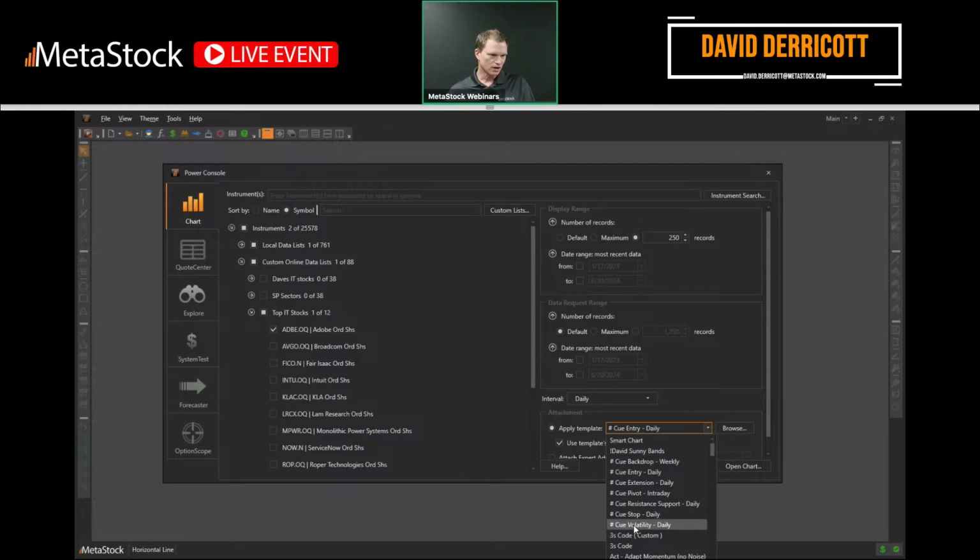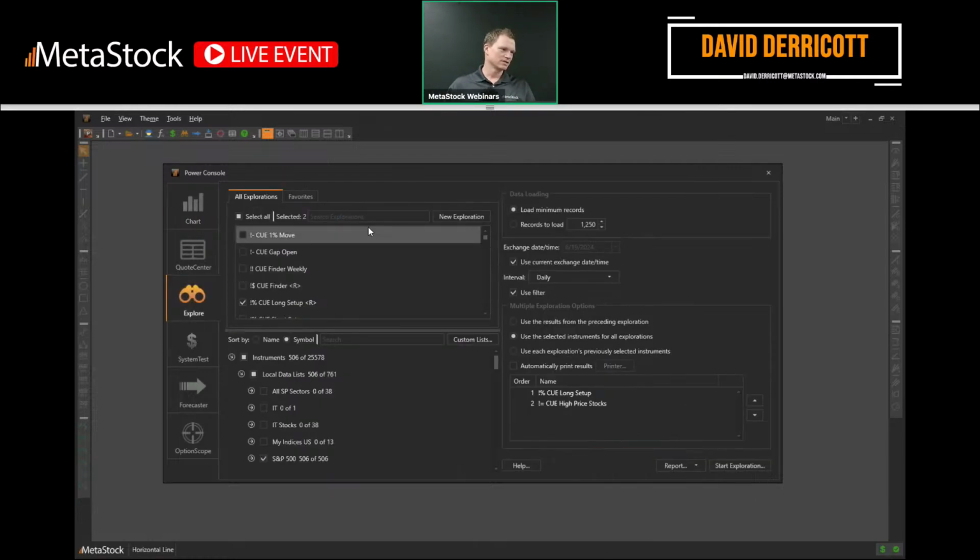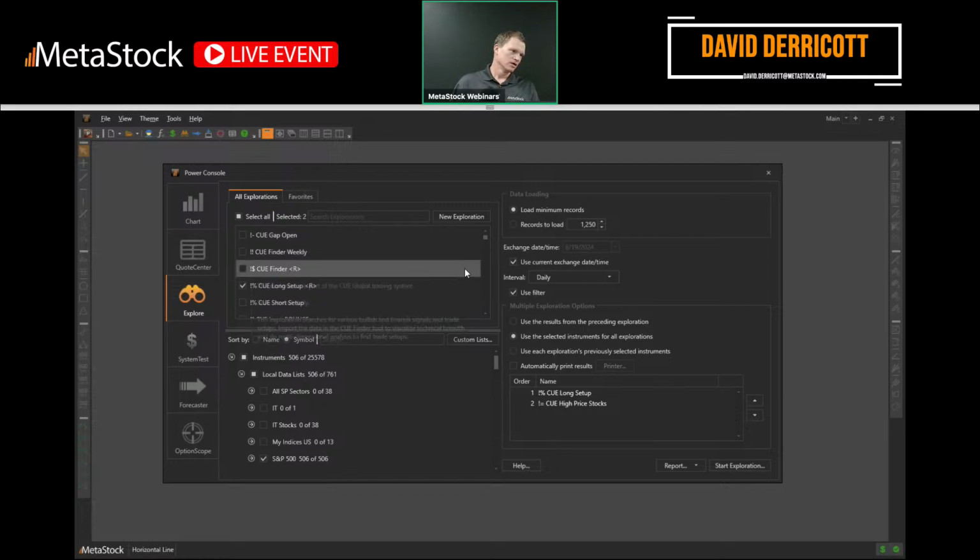So before I get into this, I've only got a little bit more time, so I want to run an exploration. I'm running an exploration called the Q long setup, which I want to know what stocks are trending up, giving me buy positive patterns and a bullish entry. And then I also want to find, it's called the Q Finder Weekly.